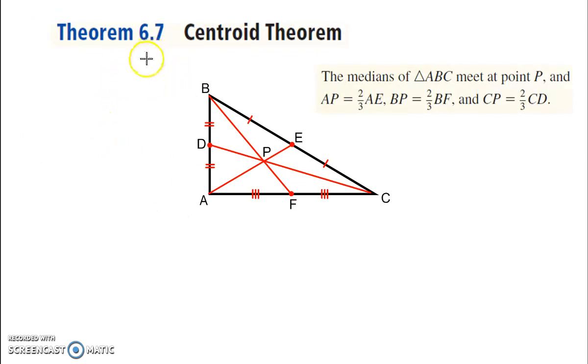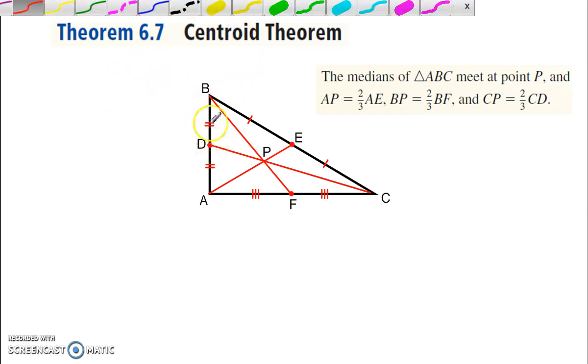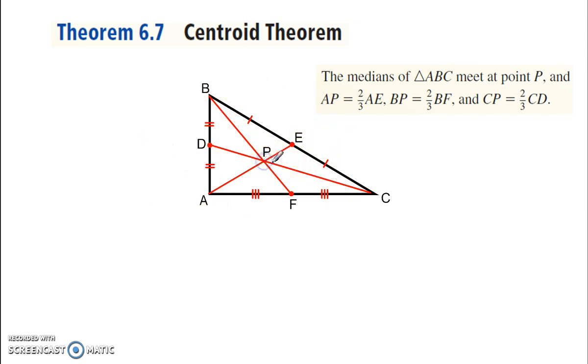So here we have theorem 6.7, the centroid theorem. Now we know these are the midpoints of the sides, so we know that these two parts are congruent. But the interesting fact about the centroid is where these points meet, or the point of concurrency, is 2/3 the distance from the vertex to that midpoint. So from B to P is 2/3 the distance all the way from B to F, or from P to F is 1/3 the distance all the way from the vertex to the midpoint.